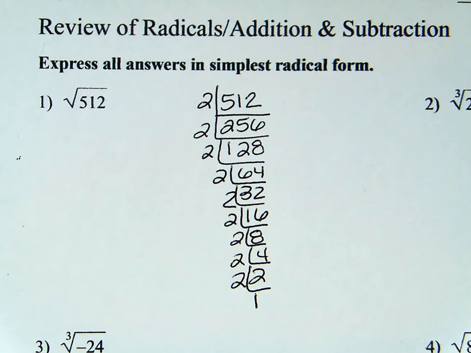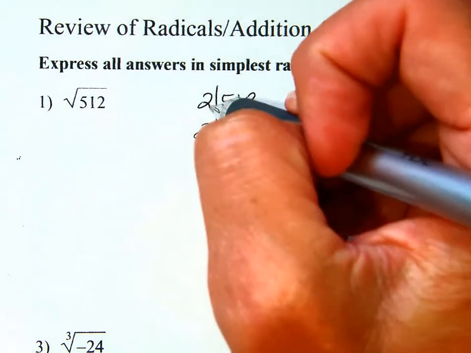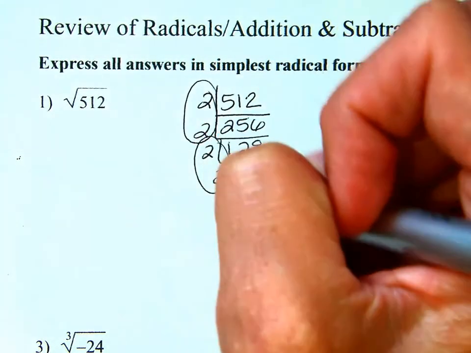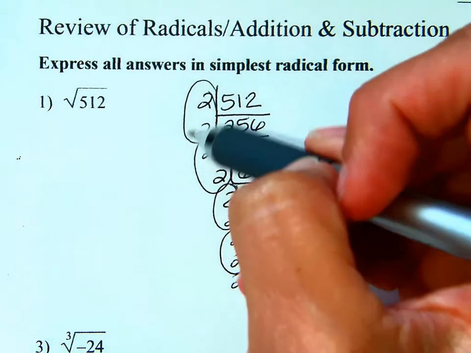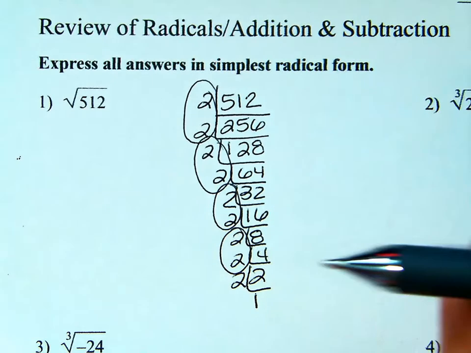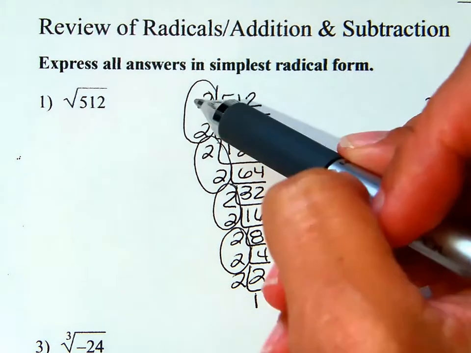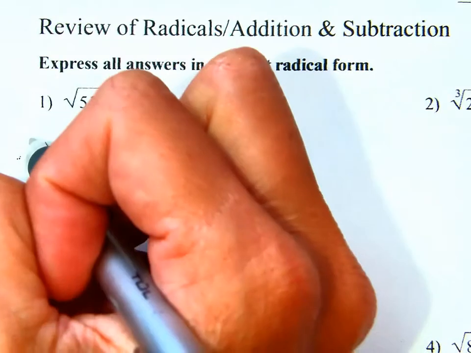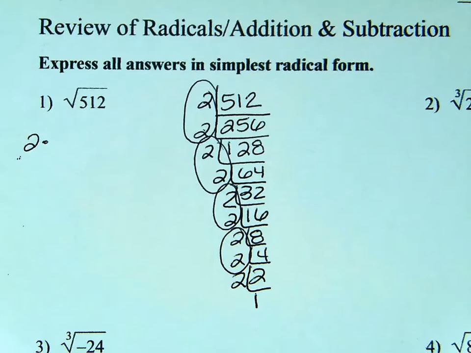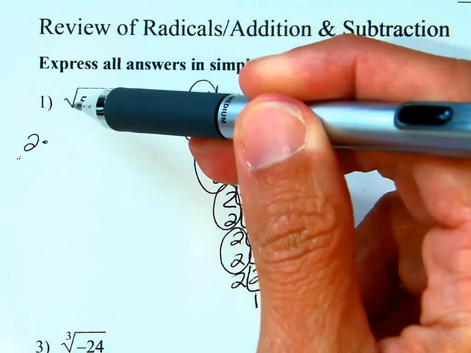So I'm going to circle things that show up twice because I'm looking for squares. Every one of these circles represents a perfect square. 2 times 2 is 4. The square root of 4 is 2. Every perfect square gets to come outside of the radical.